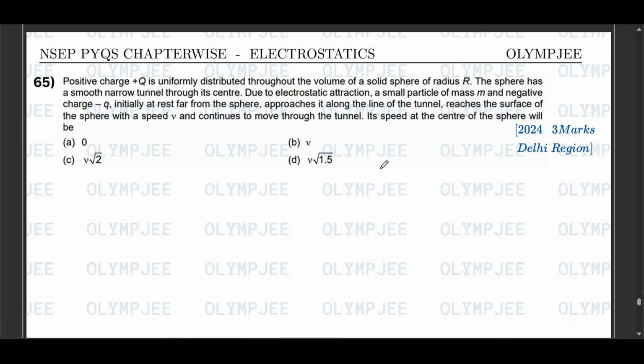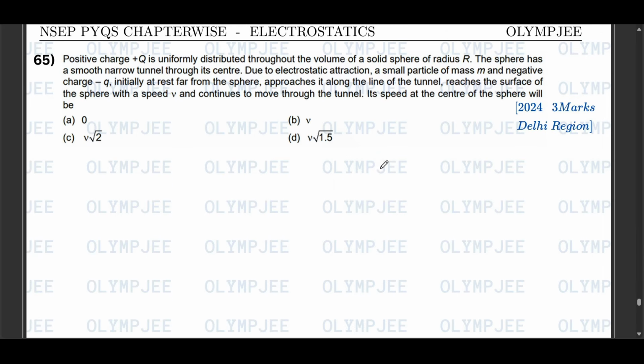A positive charge Q is uniformly distributed throughout the volume of a solid sphere of radius r. The sphere has a smooth narrow tunnel through its center. Due to electrostatic attraction, a small particle of mass m and negative charge minus q, initially at rest far from the sphere, approaches it along the line of the tunnel, reaches the surface of the sphere with speed v, and continues to move through the tunnel. Its speed at the center of the sphere will be.